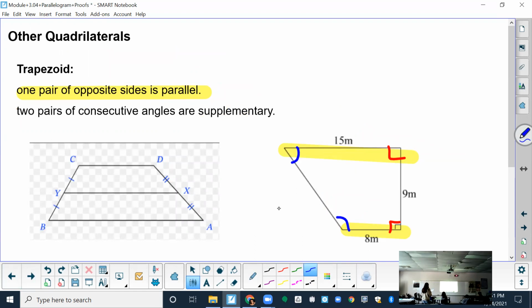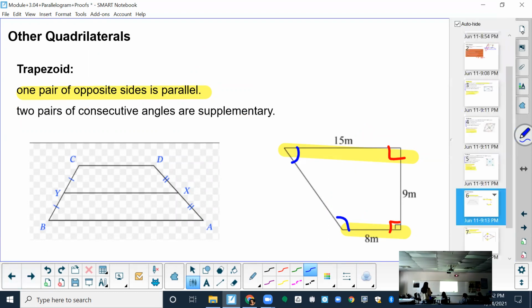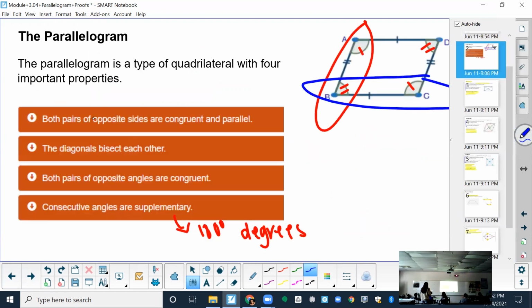For trapezoid, you don't have both pairs congruent and parallel. You only have one pair that is parallel, so that wouldn't work for that. For parallelogram, you'd be able to say that, since it does say opposite sides are congruent and parallel. So just go through each box. You can use the letters more than once. And then you'll turn it into the basket when you are finished.